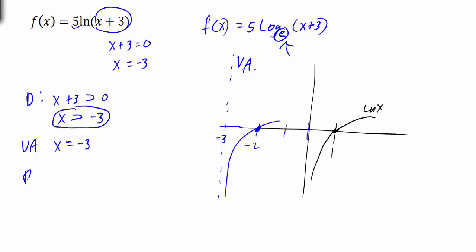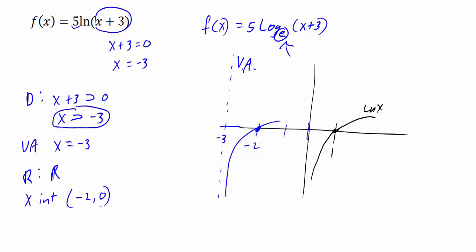And then, of course, the range, once again, would simply be all real numbers. And then our x-intercept, which we've identified already, because we're moving 3 units to the left, our x-intercept would be at negative 2, 0. Okay, so that's basically it for graphing our logarithmic functions.